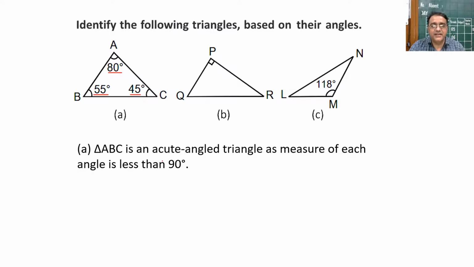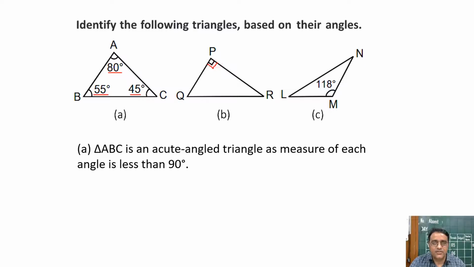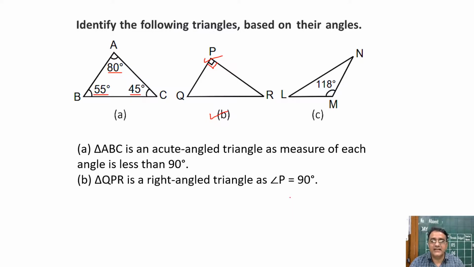And in the next figure, see, ये जो symbol है हम लोग 90 degree के लिए use करते हैं, this symbol. So this symbol indicates that angle P is equals to 90 degree. So तो ये कौन सा triangle हो गया? Right angled triangle. Okay, right angled triangle. Why? Because angle P is equals to 90 degree.